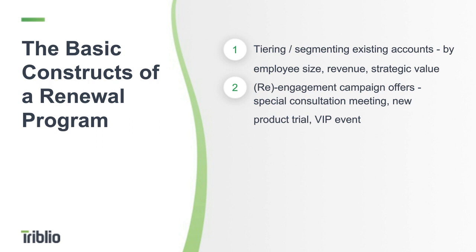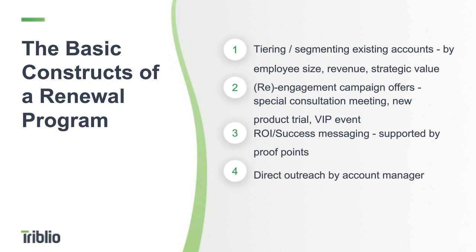And then thirdly, you want to have ROI or success messaging that's supported by success proof points. Obviously, all the offers in the world, all the best designed campaigns in the world will mean so far less if you can't actually deliver success proof points. So you want to set that up ahead of time and know exactly how you're going to show success. And then finally, you want to have a direct outbound account manager outreach to then discuss or confirm the renewal and renewal process.